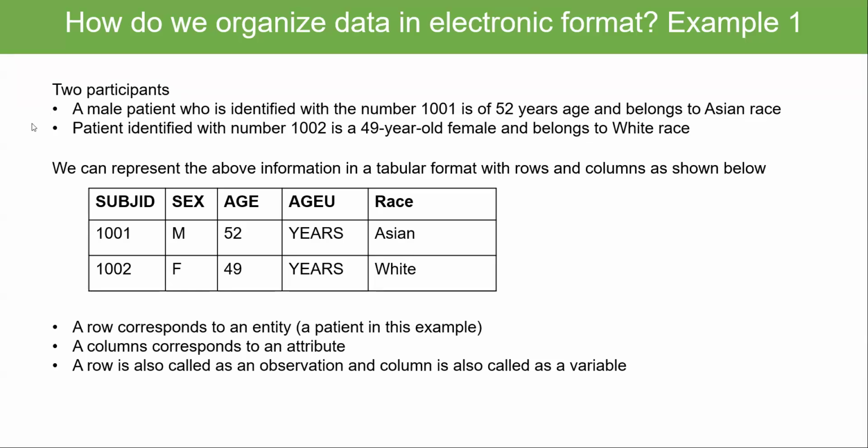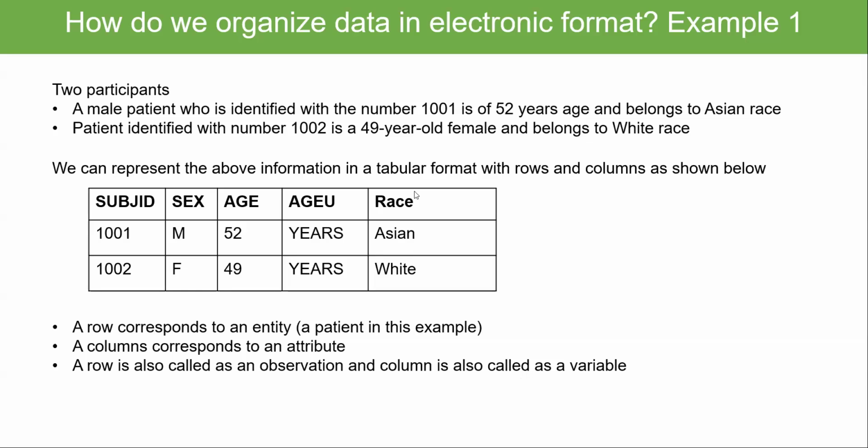We will not be able to make any analysis if the data is collected in textual format. If we have to perform some analysis, it will be helpful if we have the data that can be read or interpreted by machines, right? So for that purpose, we organize the data in tabular format with rows and columns. Typically a row corresponds to an entity. Here in this case, as we are collecting the information related to the participant, a patient in this example is considered as an entity. And a column corresponds to an attribute of the participant or that entity. A row is also called an observation, and a column is considered a variable.